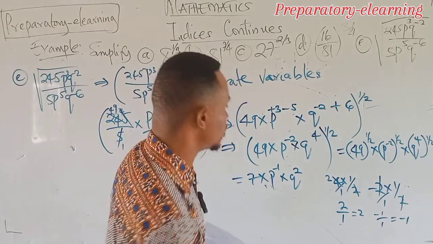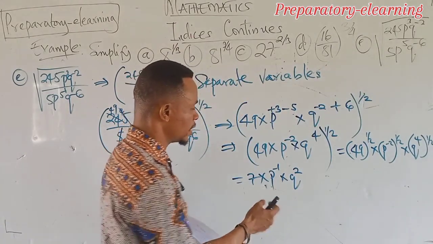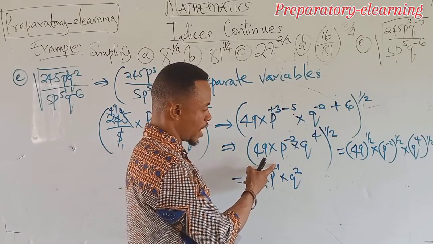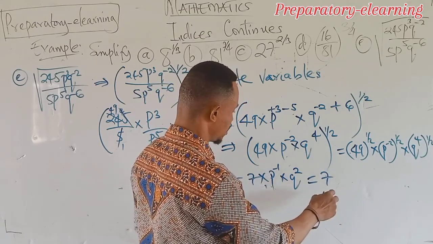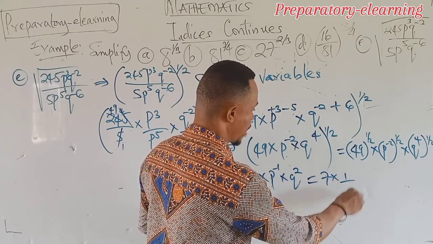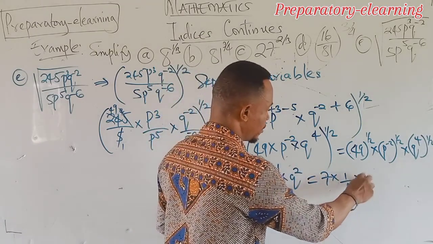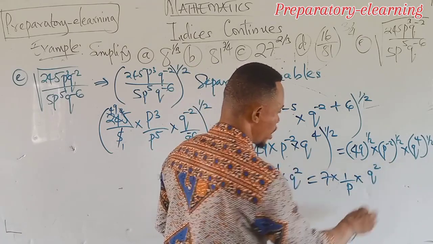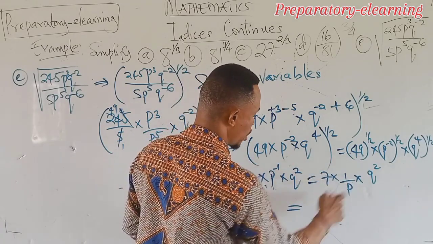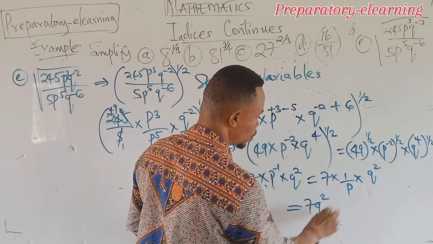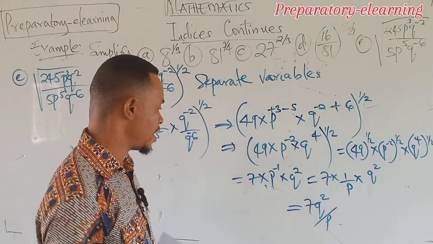So we have that. To proceed, we now have to express that. Don't forget that when you have power minus 1, it means 1 over. So we have here 7 times 1 over p. This 1 over has taken care of this power minus 1, times q square. Our final answer now would be 7 times 1 times q square, which is 7q square all over what? P. I hope you understand that that is the final answer.